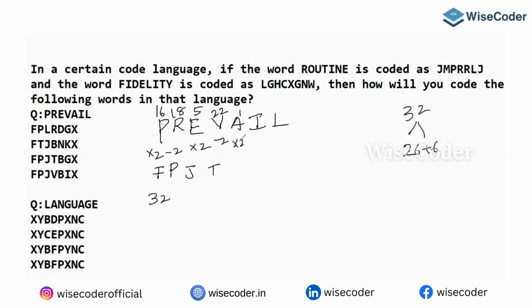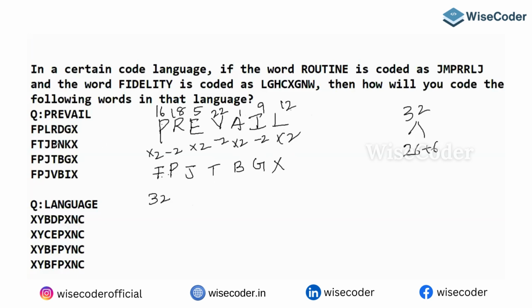I is what? 9. 9 minus 2, 7. 7th letter is what? G. L, 12. 12 twos is what? 24. What is the 24th letter? X. So T, P, J.